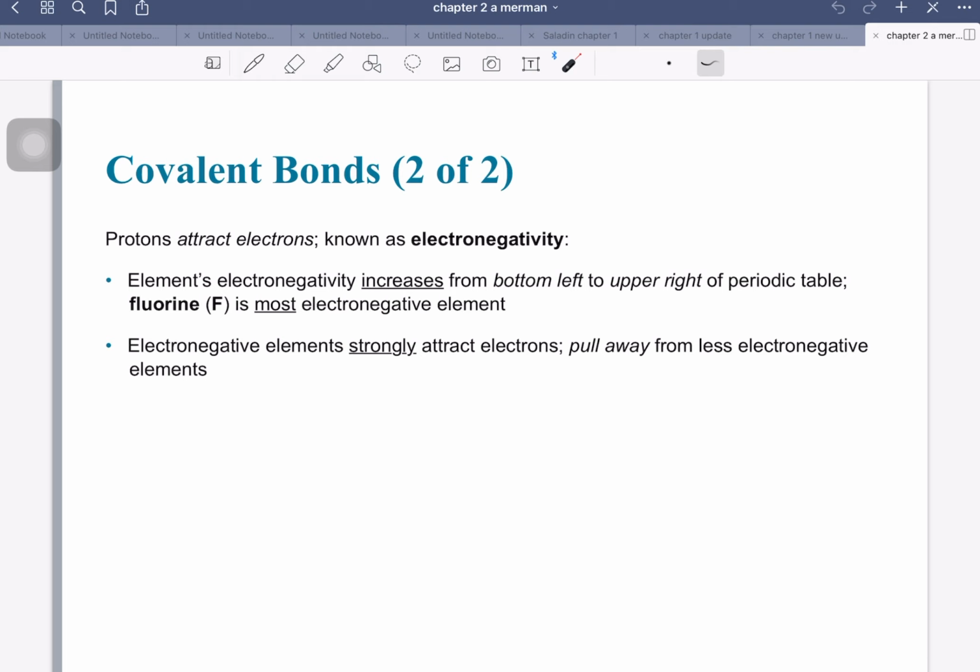Now, the protons attract electrons, and this is a concept of electronegativity. So in elements, electronegativity increases from the bottom left to the upper right of the periodic table. For example, fluorine is the most electronegative of the elements. And electronegative elements strongly attract electrons, and they pull them away from less electronegative elements.